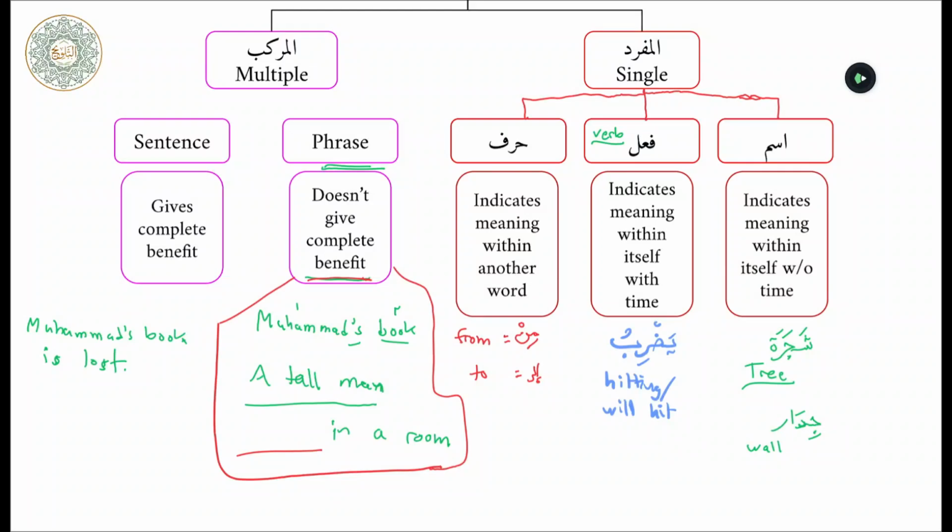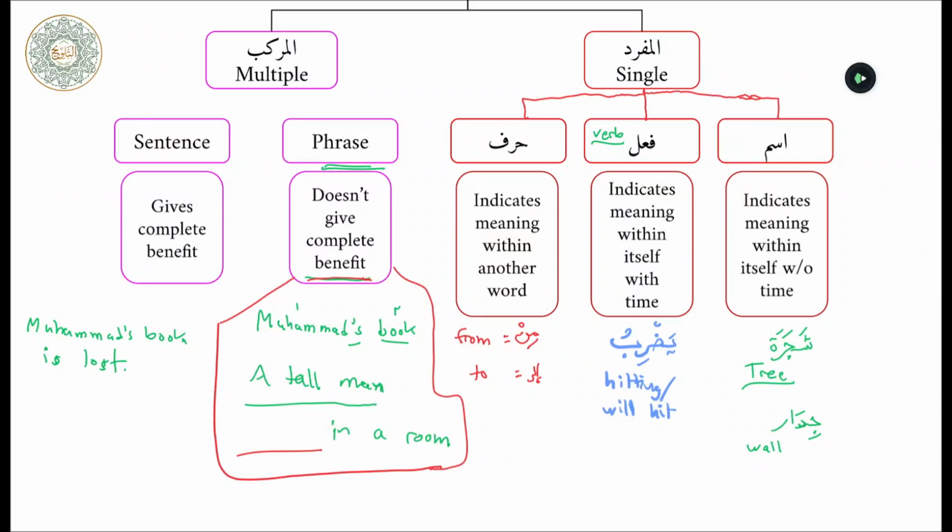In this lesson, we've understood that qawl is an expression. It can either be mufrad, a single word, or murakkab, multiple words. If it's a single word, it's an ism, fi'l, or harf. What is an ism? It indicates a meaning within itself without being attached to a tense. A fi'l indicates a meaning within itself whilst being attached to a tense. A harf indicates a meaning within another word altogether. So "from" indicates a meaning within another word.